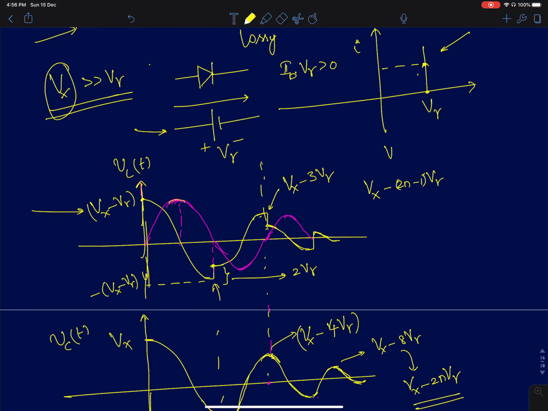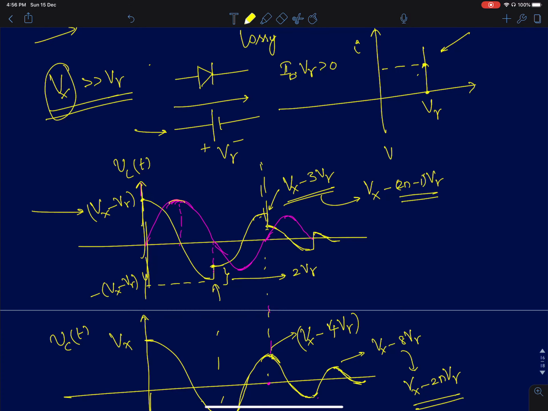At the end of one full cycle, the voltage was Vx minus 3V gamma. If you go through n cycles, it will be Vx minus (2n minus 1) V gamma. The voltage will keep reducing, which means the peak current it reaches every cycle will also keep reducing. So the overall energy stored in the circuit is reducing.